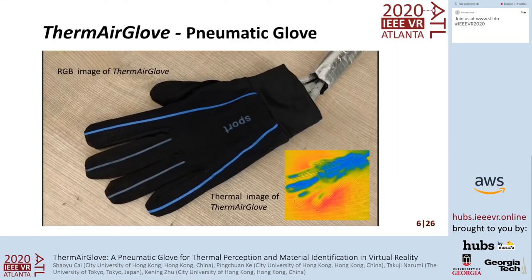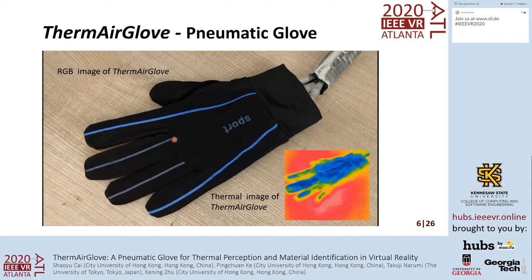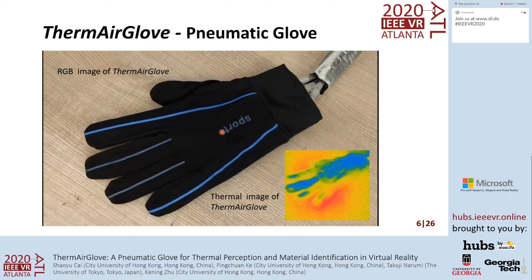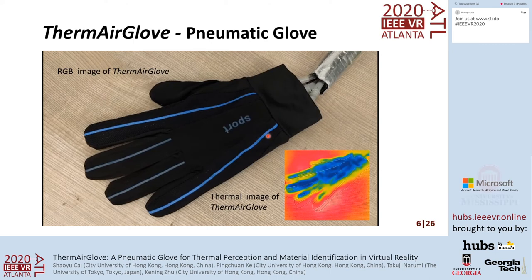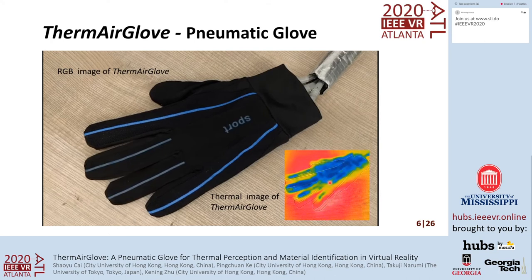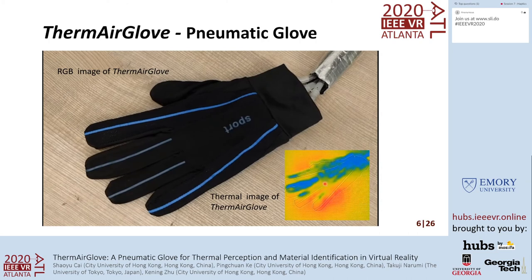So, to explore the feasibility of material identification in VR, in our work, we present Thermal Air Glove, a pneumatic glove with embedded airbags inside the nylon elastic glove to generate controllable pneumatic thermal feedback. This is an RGB image of Thermal Air Glove, and this is a thermal image. Look at this picture: you can see the Thermal Air Glove could quickly change its temperature when pumping cold air into the airbags.